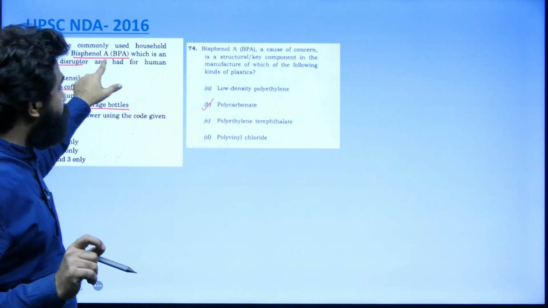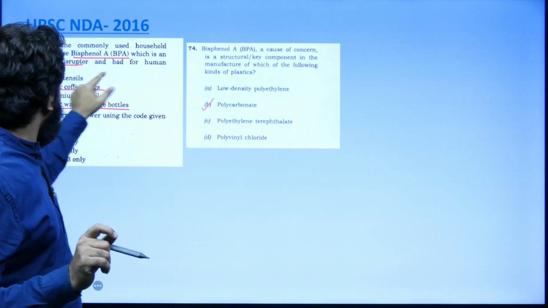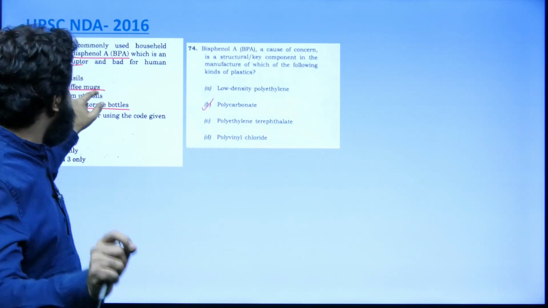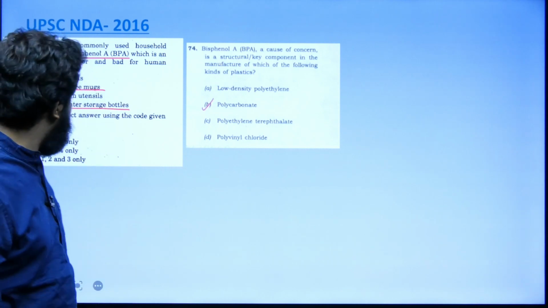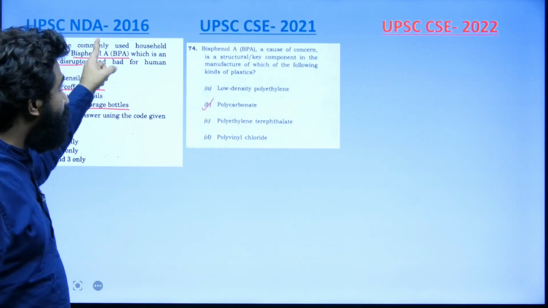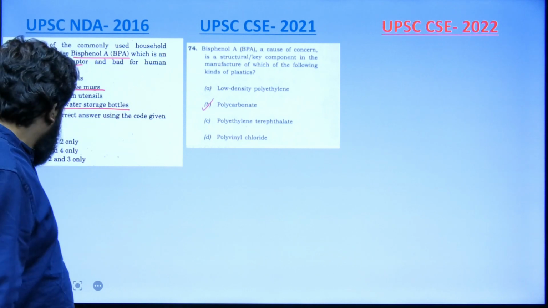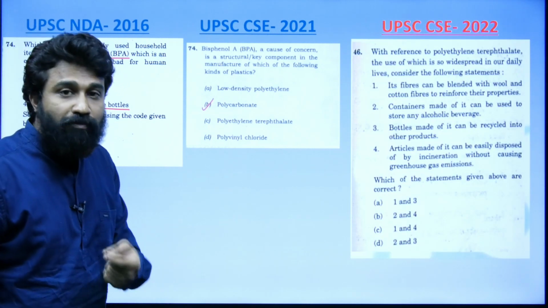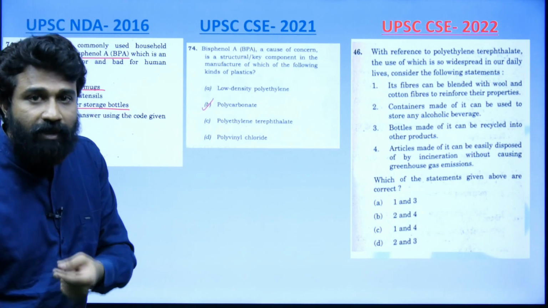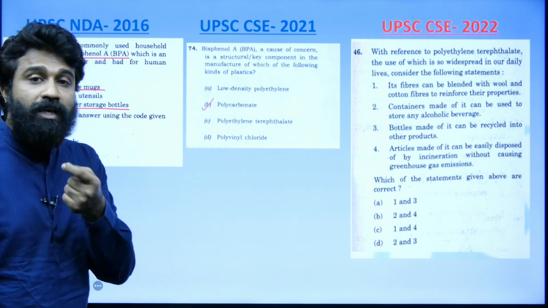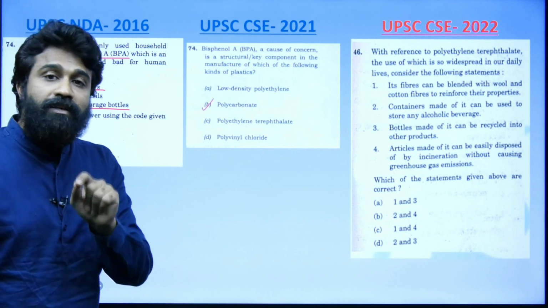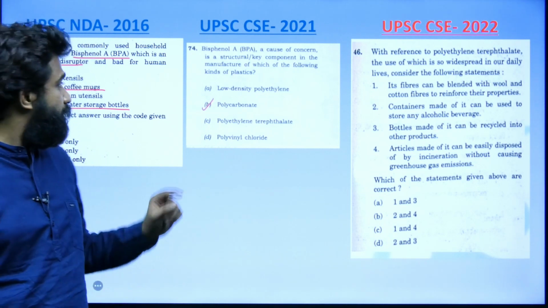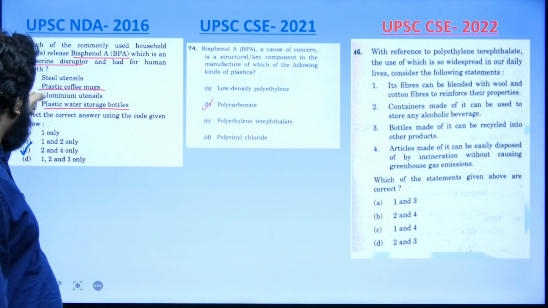See, this is bisphenol A, which is an endocrine disruptor. Bisphenol A, an endocrine disruptor and bad for human health. This was asked in NDA, National Defence Academy, in 2016. It is asked in a UPSC examination under National Defence Academy, which is also an exam conducted by the UPSC. In 2016 they asked this question.